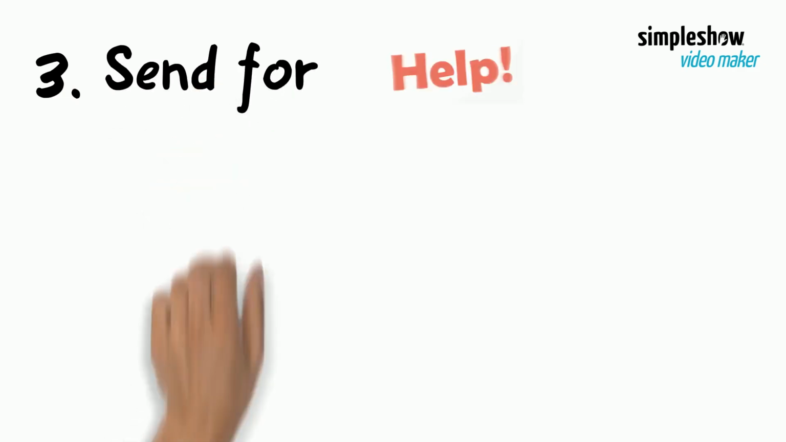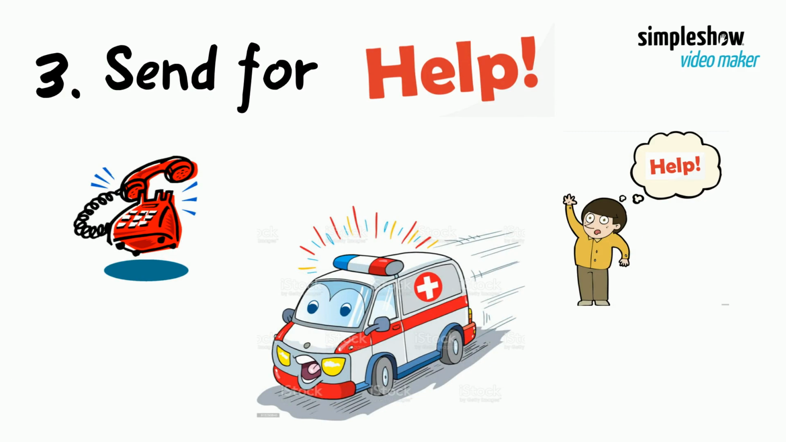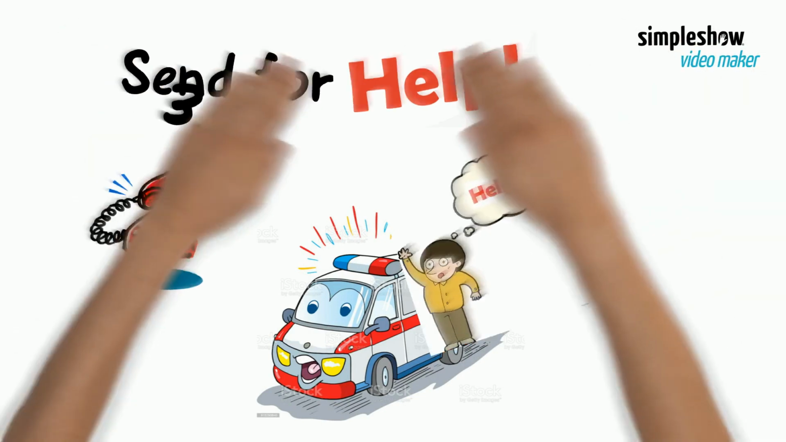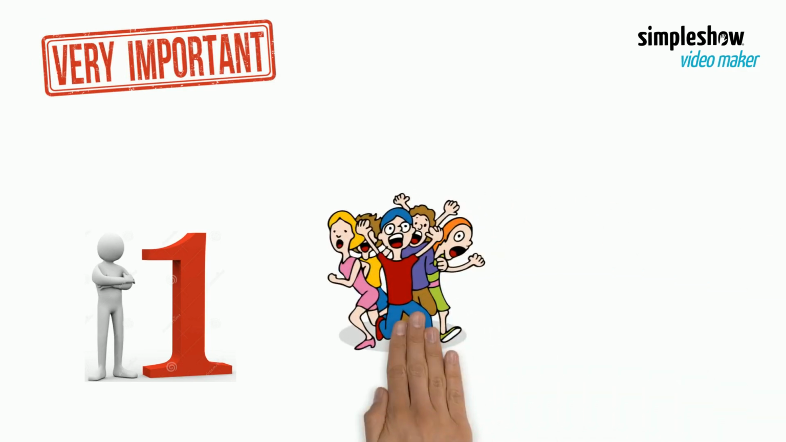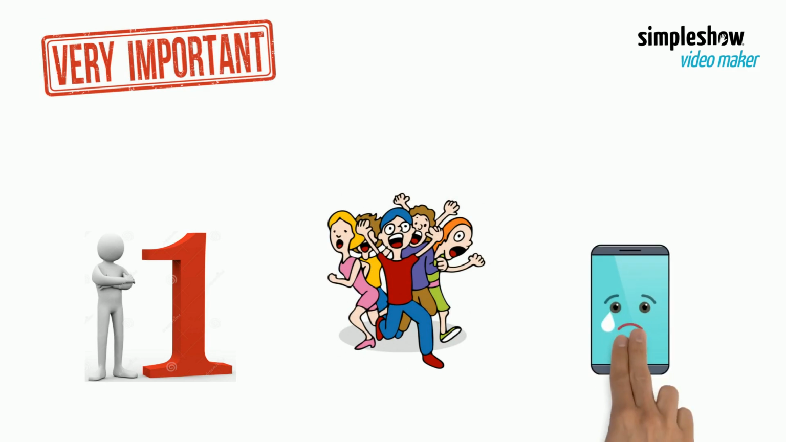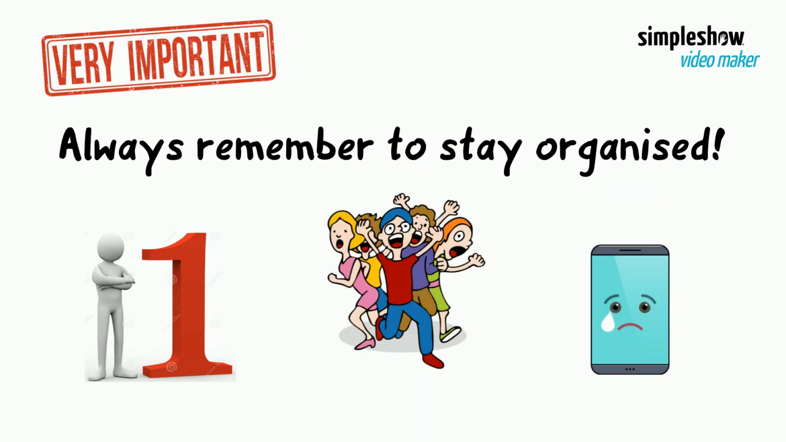The third procedure in DRSABCD is to send for help. You may call 000 for an ambulance or ask somebody else to make the call. It is important that only one person is given the task of calling, because otherwise a large group will crowd around the telephone and have not much to do. Always remember that to stay organized is vital in these first aid situations.